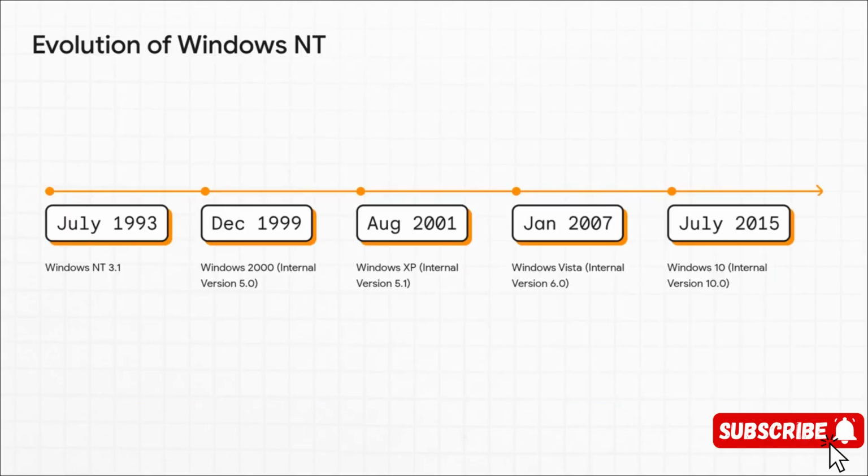And you know, when you think about it, we're talking about a system with such a long and storied history. It's evolved from that very first NT release way back in '93 all the way to the OS we all use today. It's really a story of constant innovation, all built on this incredibly stable foundation.